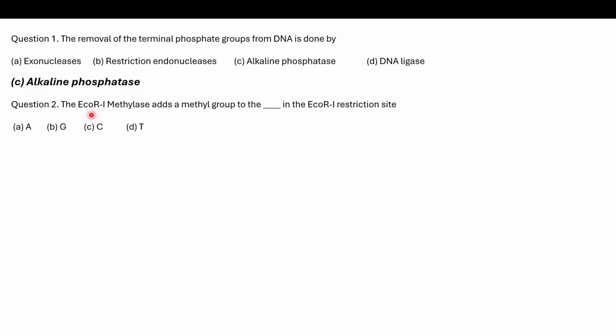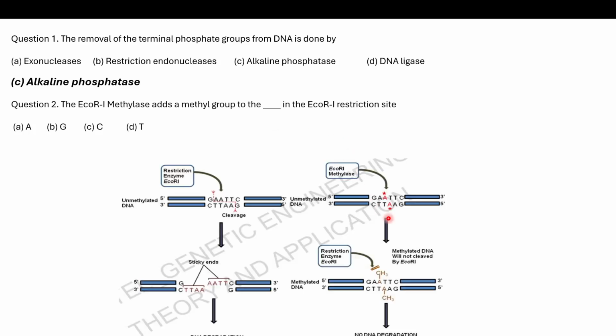Next, the EcoR1 methylase adds a methyl group to which residue in the EcoR1 restriction site? Does anyone remember? Yeah. See here, this is the same picture from the previous slide. This is the A residue that is being methylated, acted upon by EcoR1 methylase. So correct option is A.